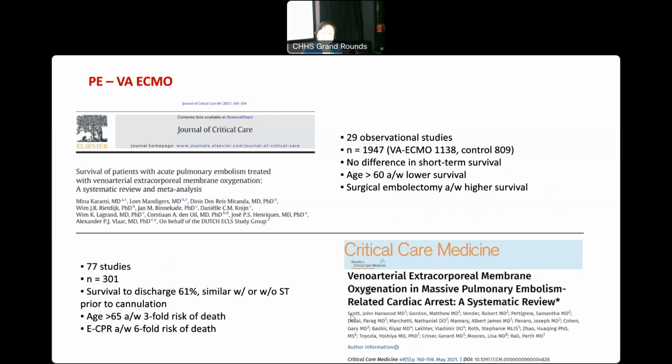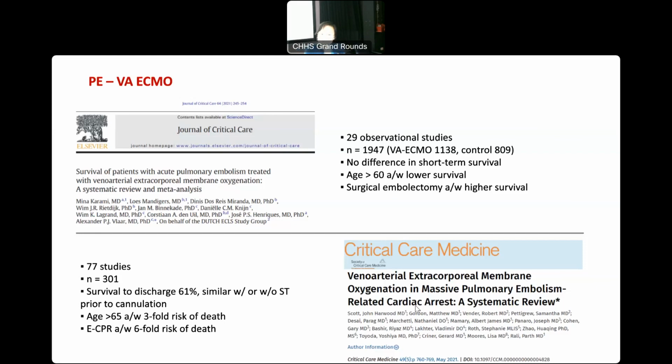There's also an interesting meta-analysis in 2022. The first one looked at all VA ECMO for PE versus control, and they say there's no difference in short-term survival. Seriously? Anyone on VA ECMO is much, much sicker. So I kind of ignore that, but anyway, the patients are much sicker. Then they say there's no difference in short-term survival, and that age more than 60 is associated with lower survival.